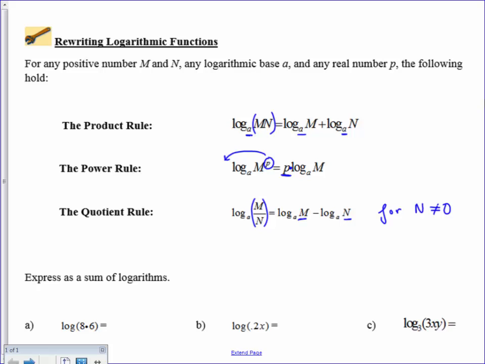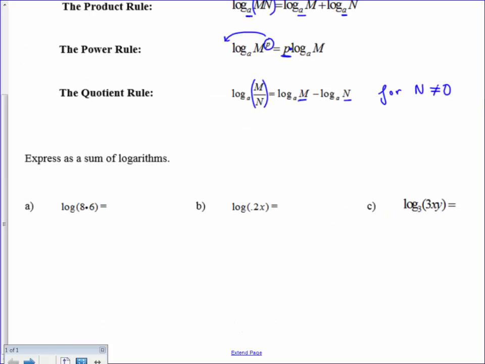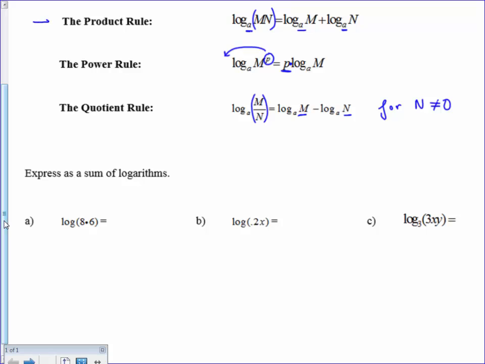Okay, let's use some of these rules. First, express as sum of logarithms. So the instructions specifically say they want you to take these and break them apart as the sum of logarithms. Part A matches our product rule. We have a single log and then our argument is a product.